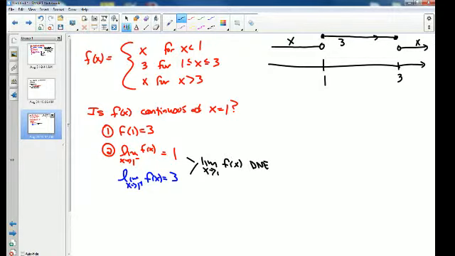So at this point here, is f continuous? It is not continuous at 1. So you can enter D and E. There we go.